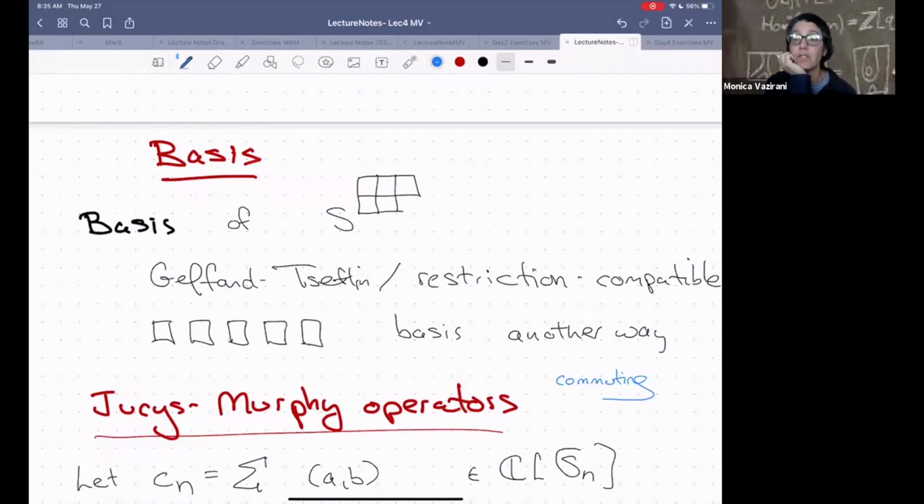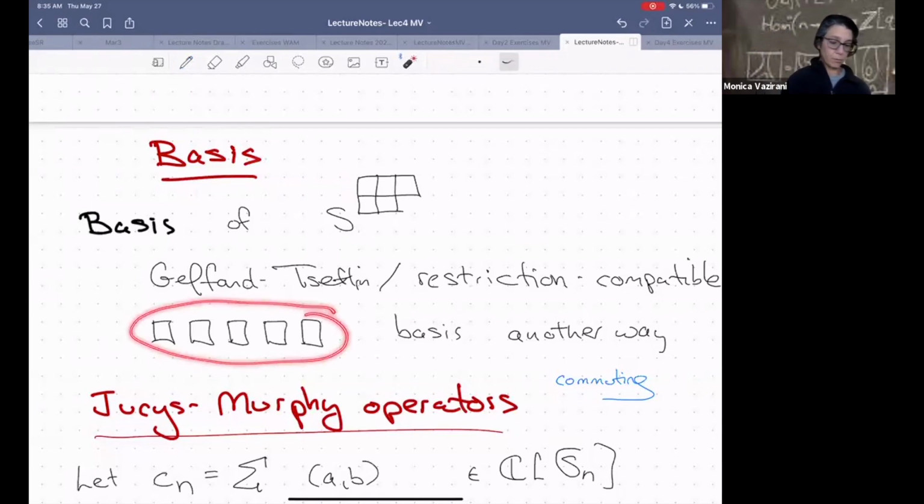So for one matrix, you can find a basis of eigenvectors, and for two of them, you can have a common basis of eigenvectors. And so I am going to realize this wonderful basis that we get from repeated restriction as actually common eigenvectors for a bunch of commuting operators. The operators we like to use are called Jucys-Murphy operators.